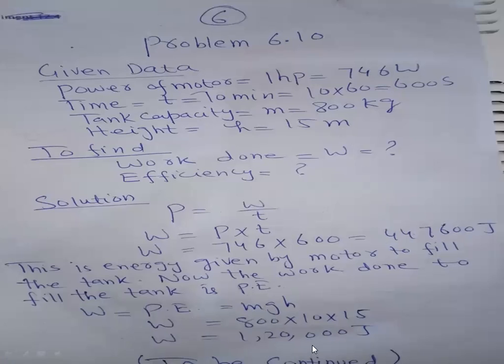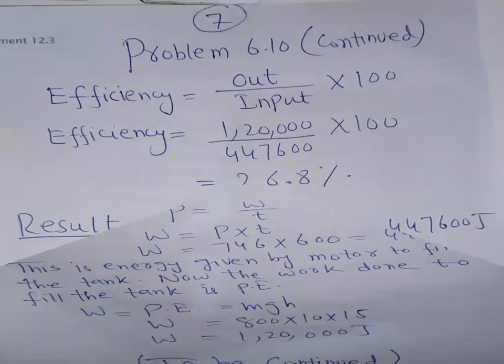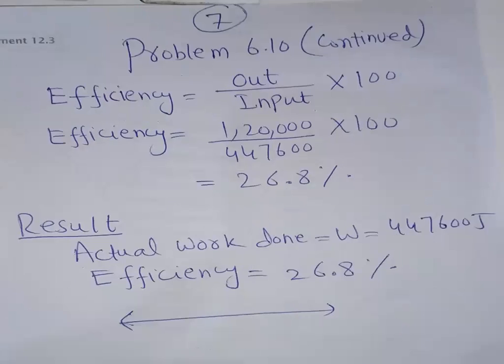Output energy is always less than the input energy. So in order to find the percentage efficiency, you need to write percentage over here. The formula for percentage efficiency is output divided by input multiplied by 100. Output is 1,20,000, and the input I gave to the system is 44,7600, multiplied by 100. If you divide this and then multiply by 100, you will get 26.8%. So our actual work done is W equal to 44,7600 joule, and our efficiency is 26.8%.